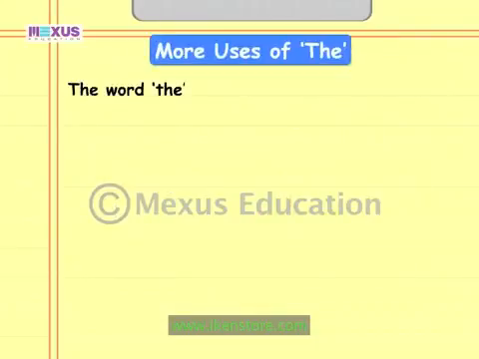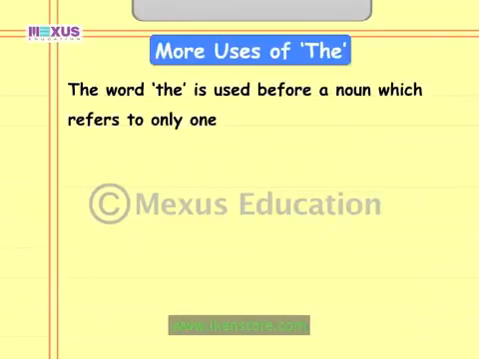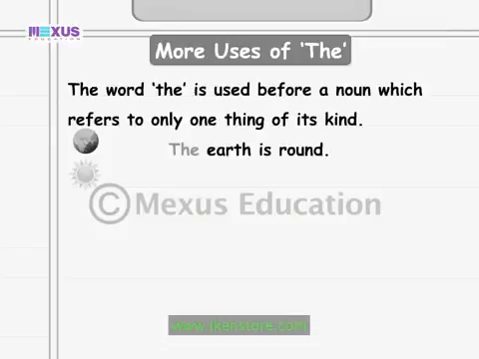The word the is used before a noun which refers to only one thing of its kind. There is only one sun and one earth, so we say the earth is round and the sun is shining.